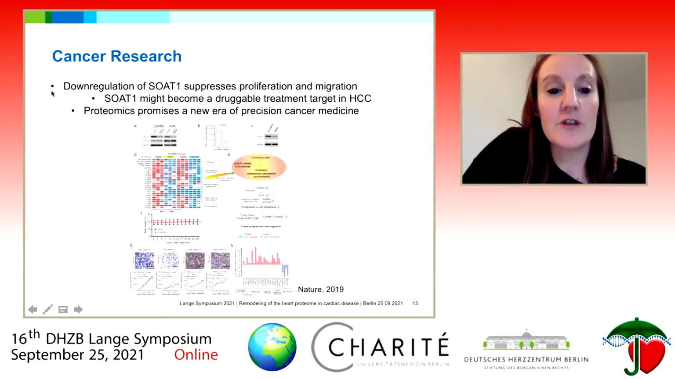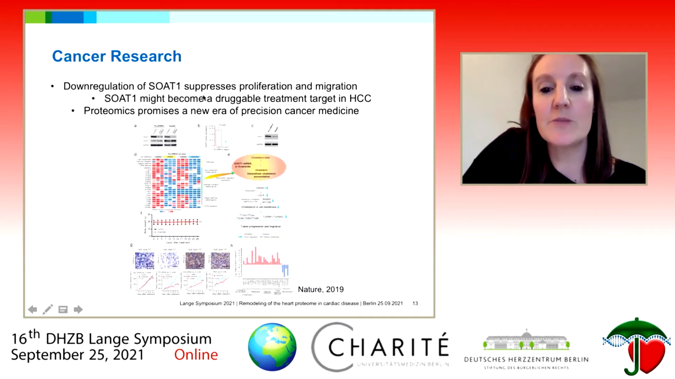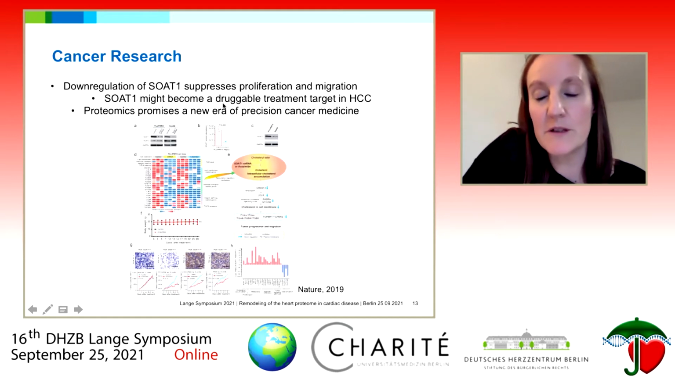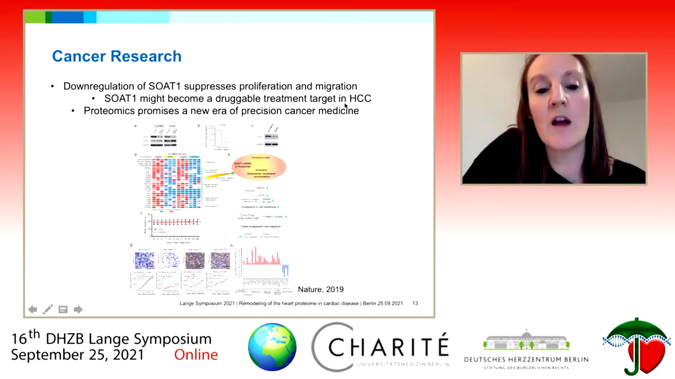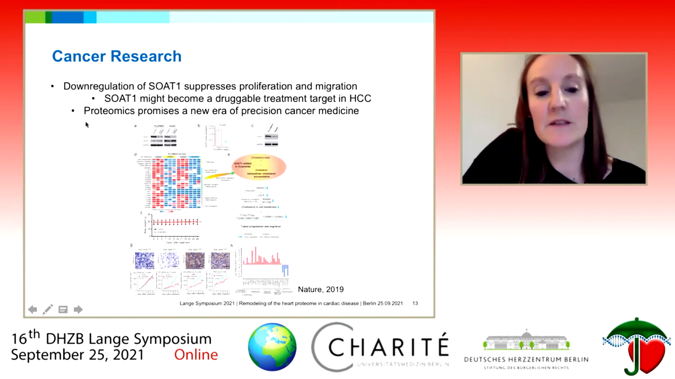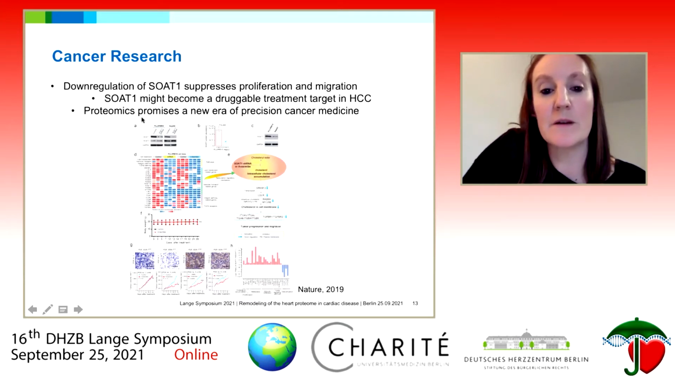In further research, they saw that downregulation of SOAT1 suppresses the proliferation and migration. And so the authors suggest that SOAT1 might become a druggable treatment target in hepatocellular carcinoma in order to improve overall survival, especially in the subgroup 2. So this is just one example that proteomics might be a promise in a new area of precision cancer medicine.